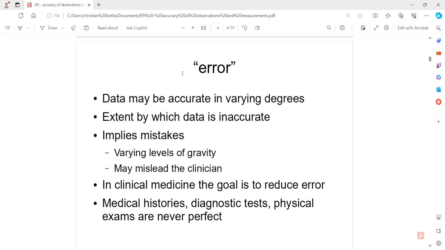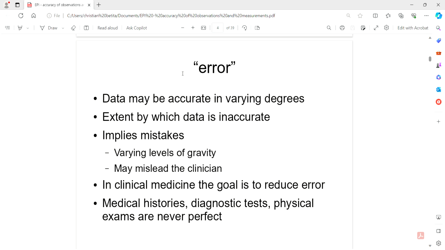And again, like I said earlier, the data or the information that you get may be accurate in varying degrees. So naturally, the word error implies making mistakes. And mistakes can have varying levels of gravity. It might be innocuous, it might be serious or life-threatening. And of course, the error may mislead the clinician. So when your data is in error, this data may mislead the clinician. So in clinical medicine, the goal is to reduce this error as much as possible.